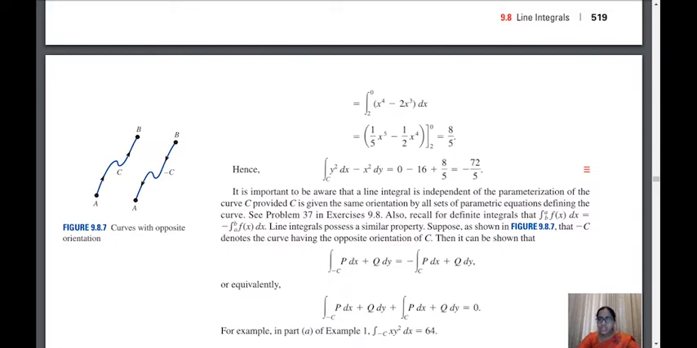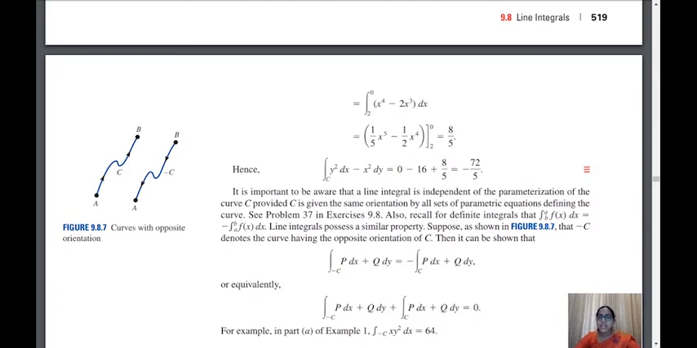For definite integrals, we know that the integral from a to b of f of x dx is equal to minus the integral from b to a of f of x dx. If you choose the integral from a to b, that is minus the integral from b to a, the limit will be changed. So here also we have the integral over minus C of p of x comma y dx plus q of x comma y dy will be equal to minus the integral over C of p dx plus q dy. I hope the concept is clear. So just have to remember.